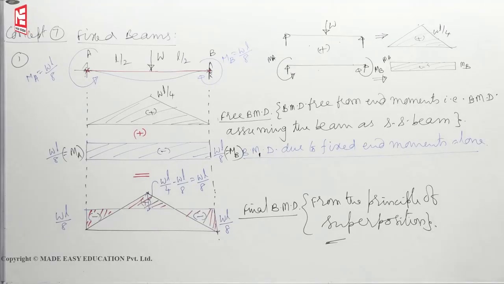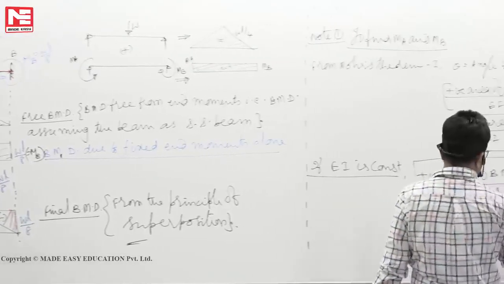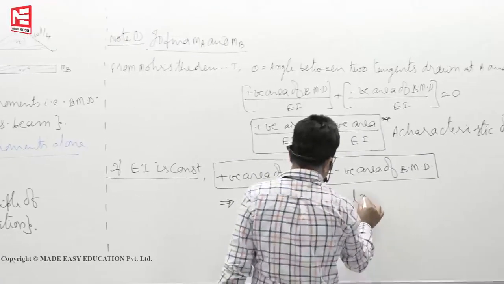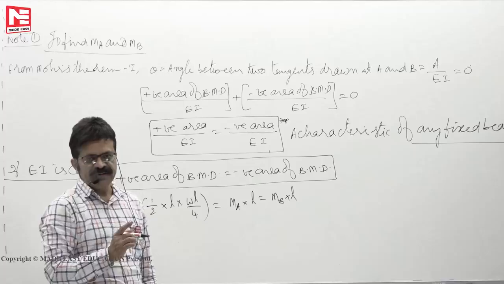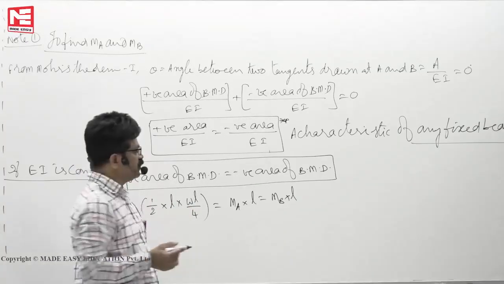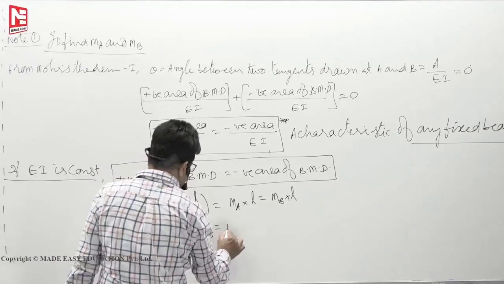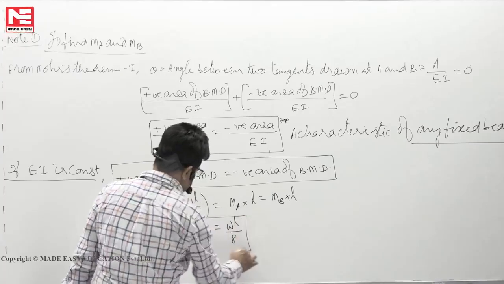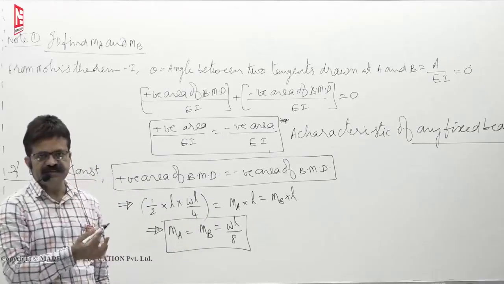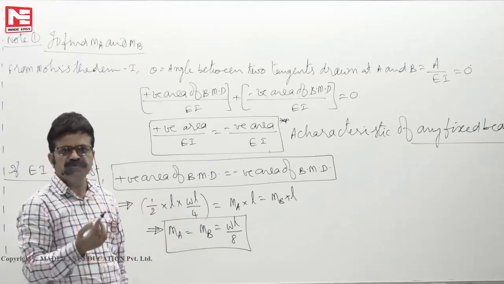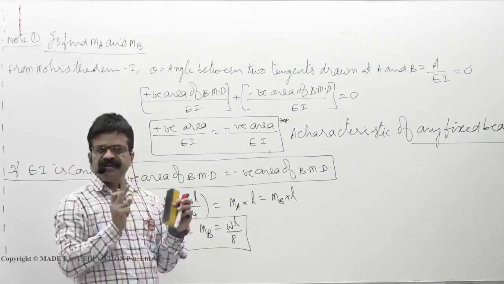So now we can write positive area as half base into height WL by 4, which must be equal to negative area. I can write MA into L or MB into L. Because of symmetry, MA and MB must be equal, so instead of two unknowns, only one unknown remains. So we can write MA is equal to MB is equal to WL by 8. If you equate positive area and negative area, you will know how much the fixed end moment should be. Simple cases come out like this. In 2 marks questions, you may have to spend around 30 seconds to find the fixed end moment developed.